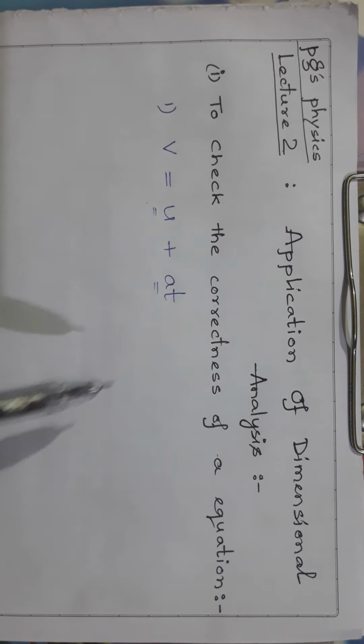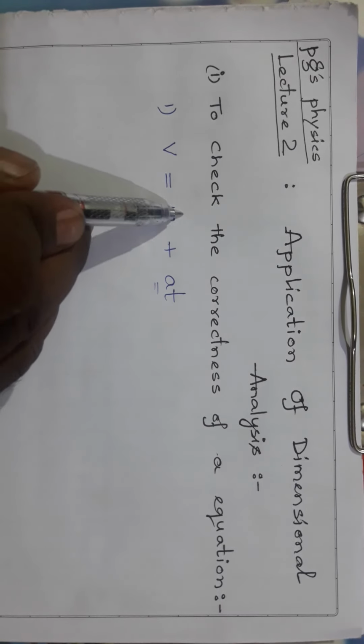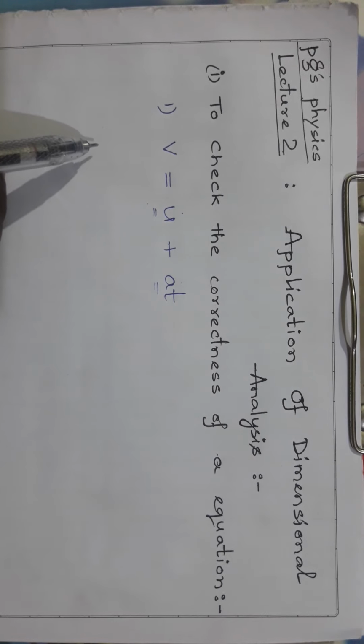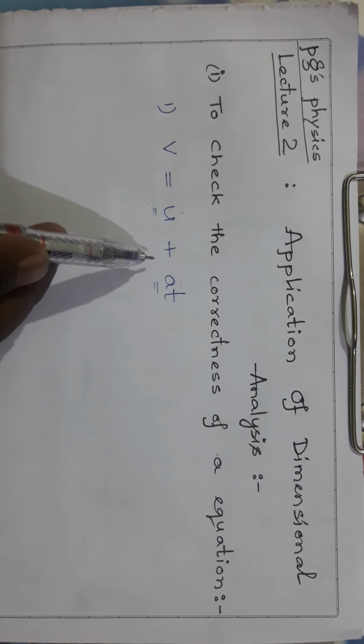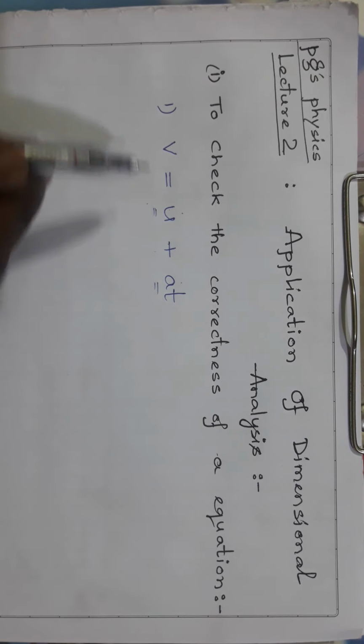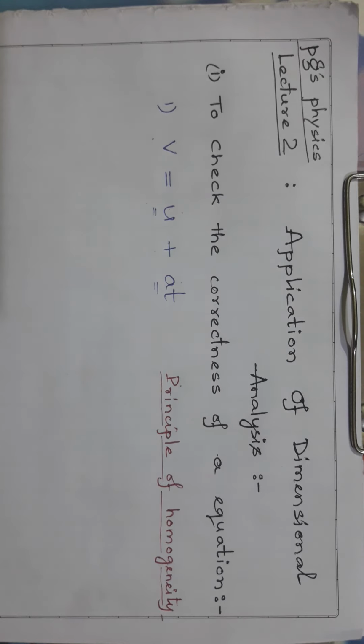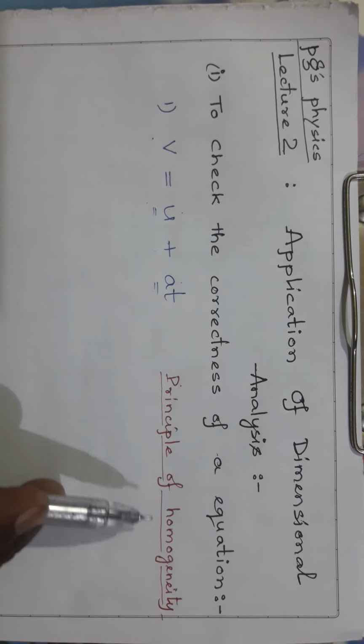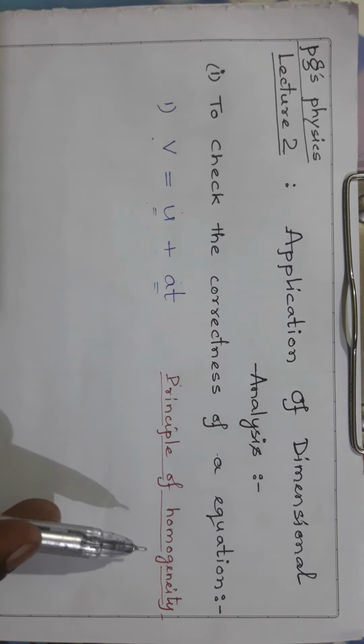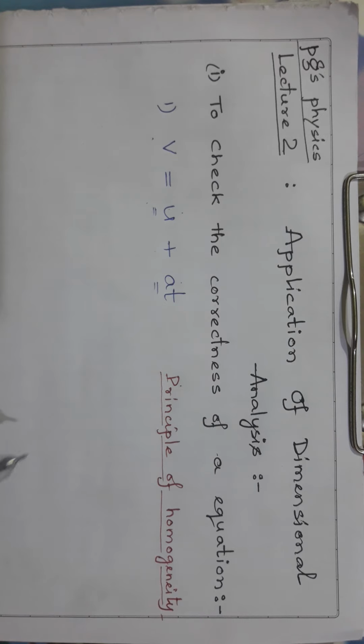In an equation, the dimension of each term should be the same, and again the dimension of left hand side should be equal to the dimension of right hand side. This is known as the principle of homogeneity. Let us try to get an idea about the principle of homogeneity.